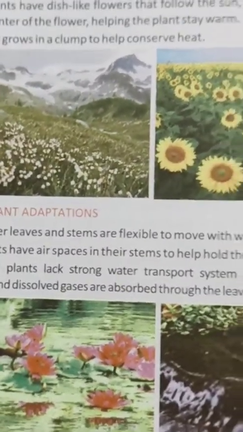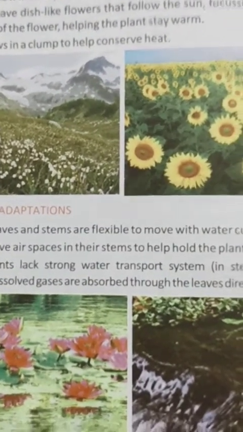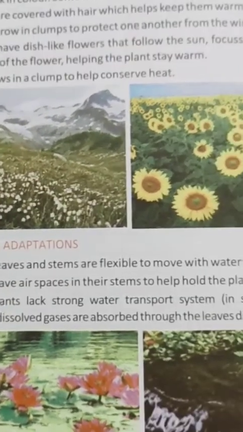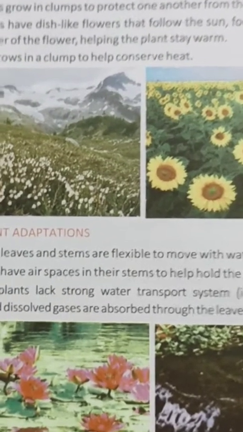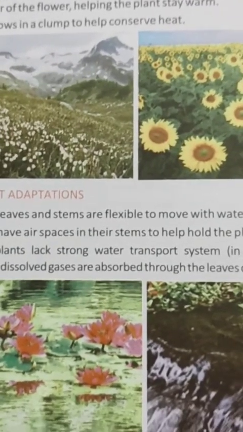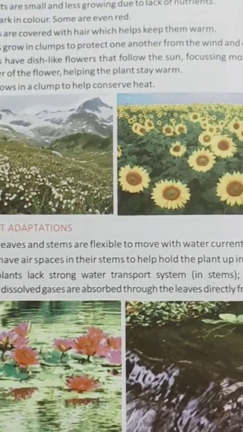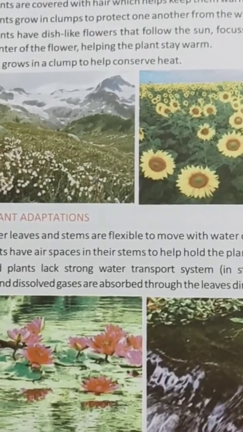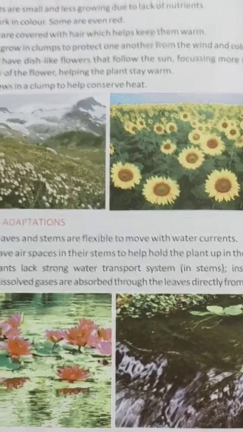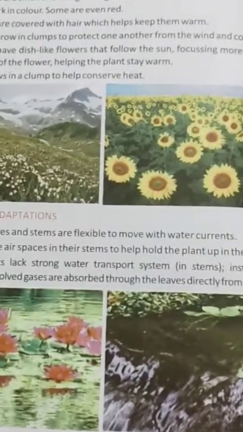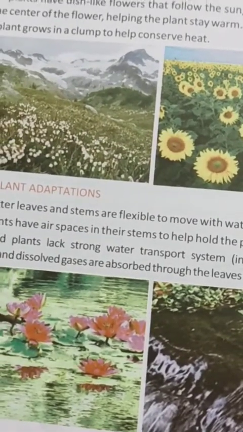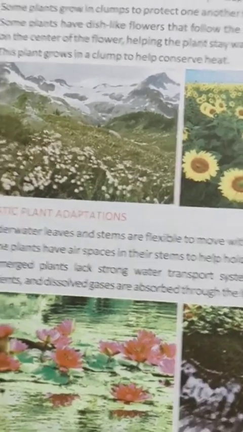Aquatic plants. Aquatic plants are plants that grow in water. Underwater leaves and stems are flexible to move in water currents. Some plants have air spaces in their stems to help hold the plant up in the water. Submerged plants lack water transport in the stem. Instead, water, nutrients and dissolved gases are absorbed through the leaves directly from the water. Roots and root hairs are reduced or absent in aquatic plants.